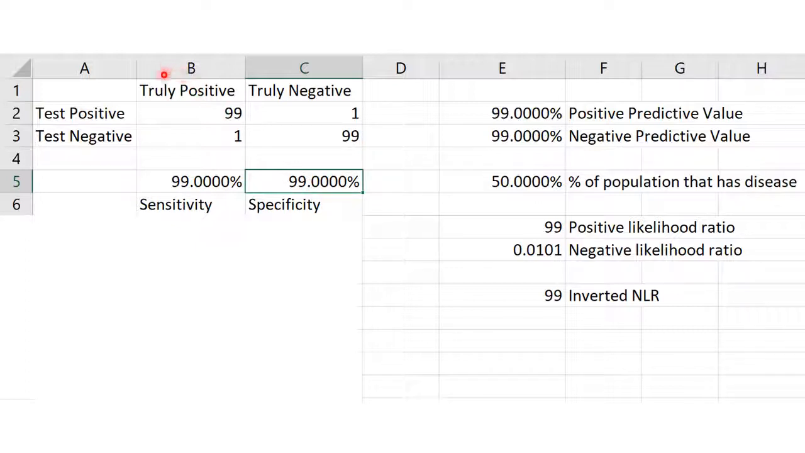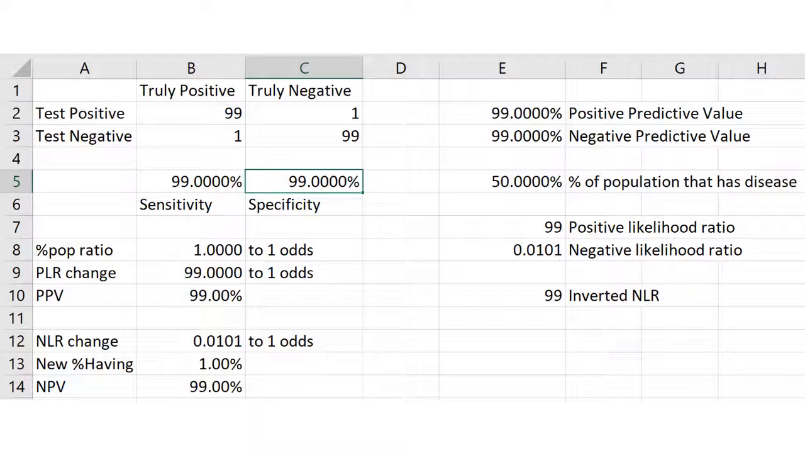So in either way, people truly having the disease go in the numerator, and people that truly do not have the disease go in the denominator. But you have to use all 4 of these numbers to get either one of these. You can't just take the 99 divided by the 1. It only works like that because everything is so symmetrical. In later examples, you'll see that doesn't make sense.